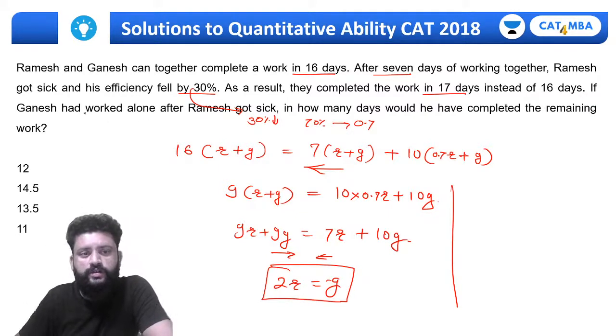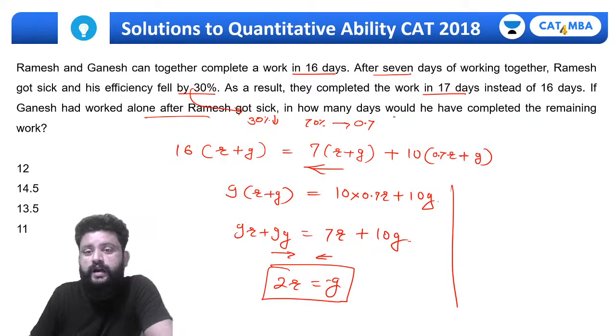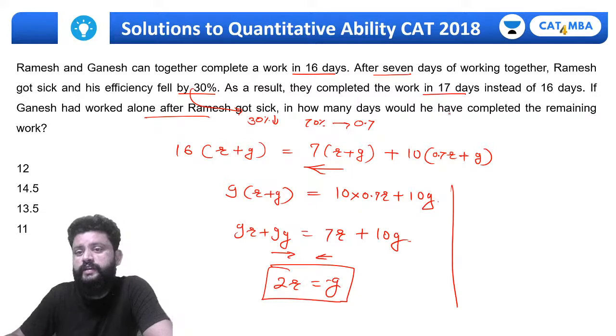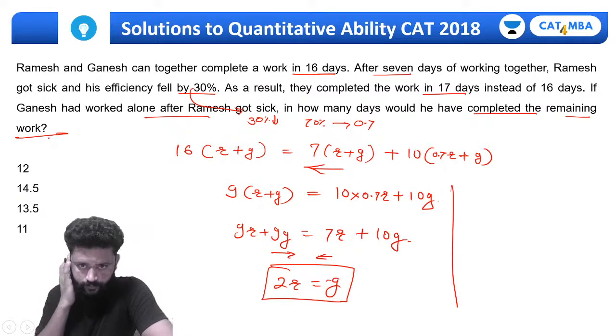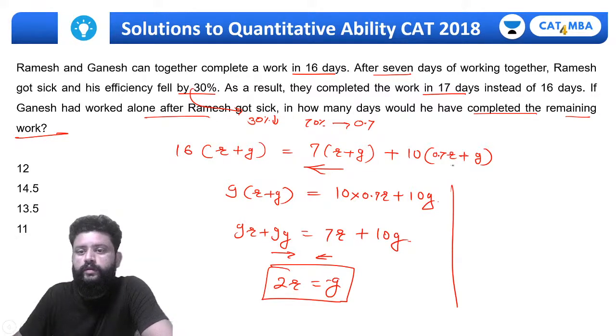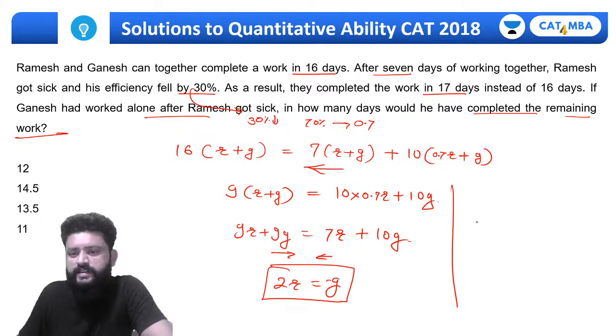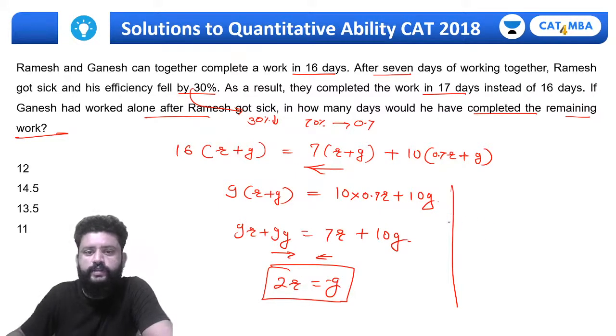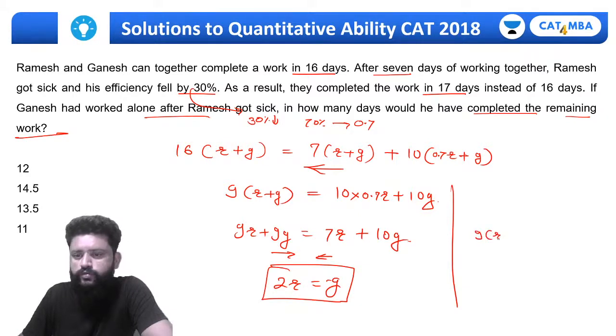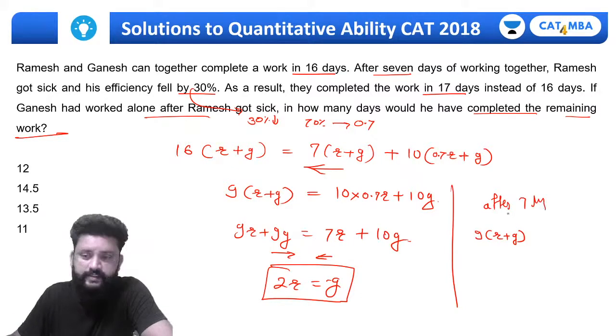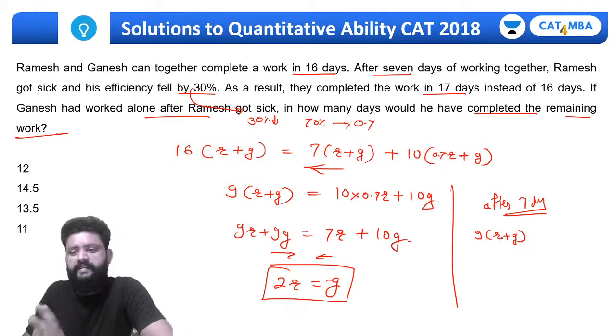After that, Ganesh had worked alone after Ramesh got sick. Then how many days would he have completed the remaining work? Okay, so what is the remaining work after 7 days? After 7 days, I am left with 9 times of R plus G, right? After 7 days, 7 days of work is done.